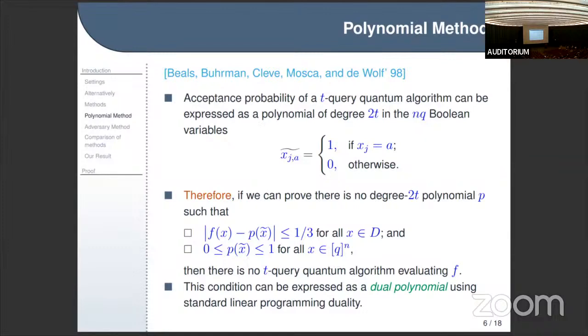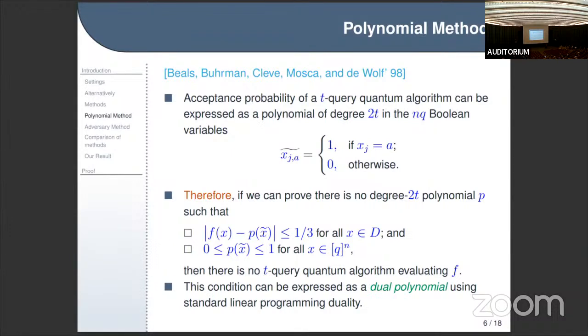It says that if you run your algorithm on an input outside of your domain, you have no guarantees, but its acceptance probability should still be a real number between 0 and 1. So these are two conditions. And if you can prove that there is no such polynomial, then you immediately get that there is no t-query quantum algorithm that evaluates the function f.